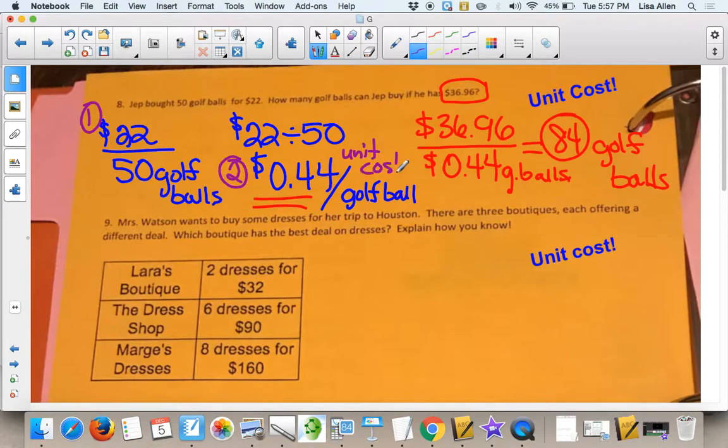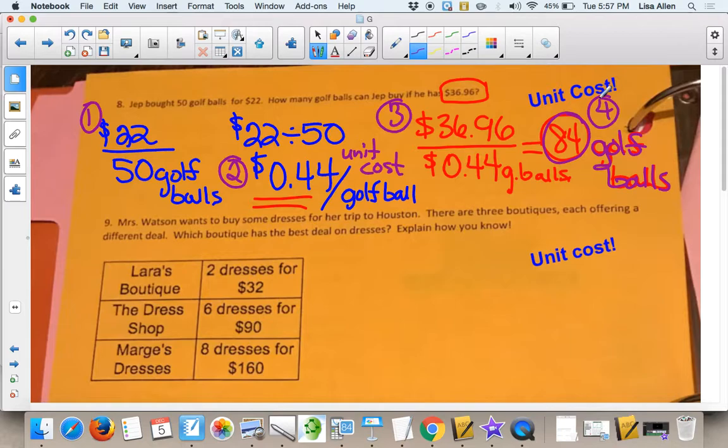Here's your unit cost. And then once you get your unit cost, here's the third step. You're going to take the money that he has and divide it by the unit cost, the number of golf balls. So you get 84 golf balls can be purchased. Okay? And that is the story. So that's all about unit cost, and it would be 44 cents per golf ball.